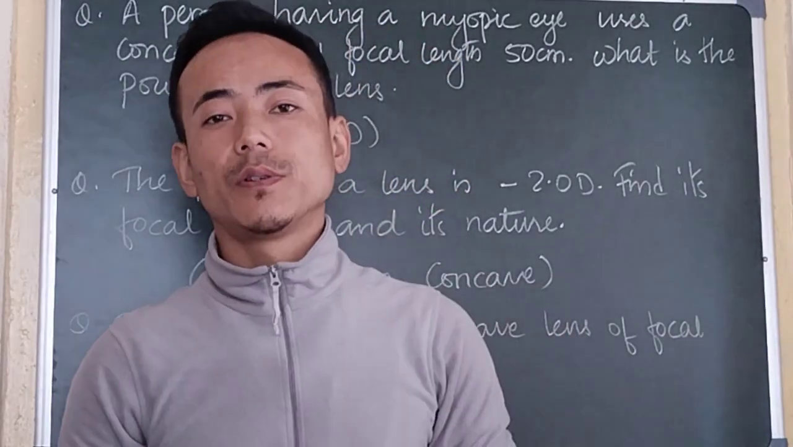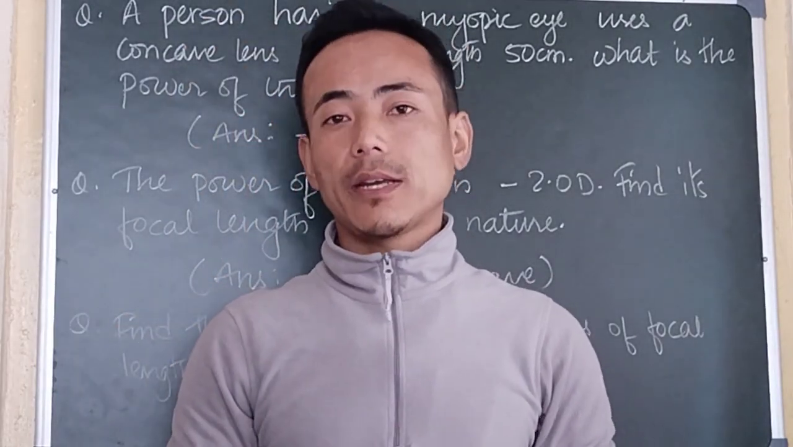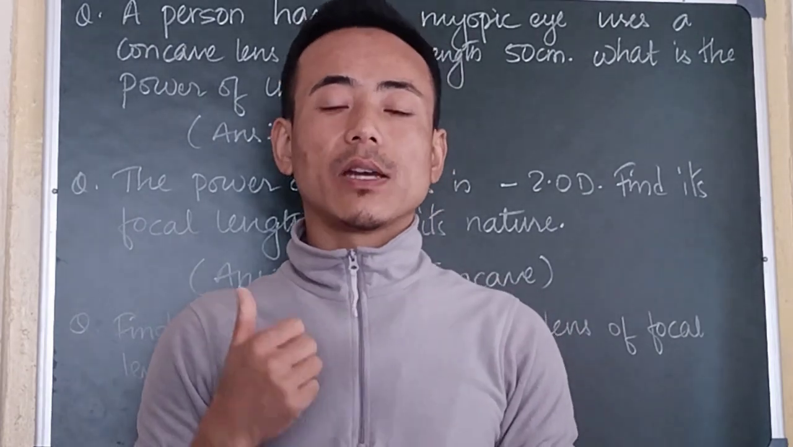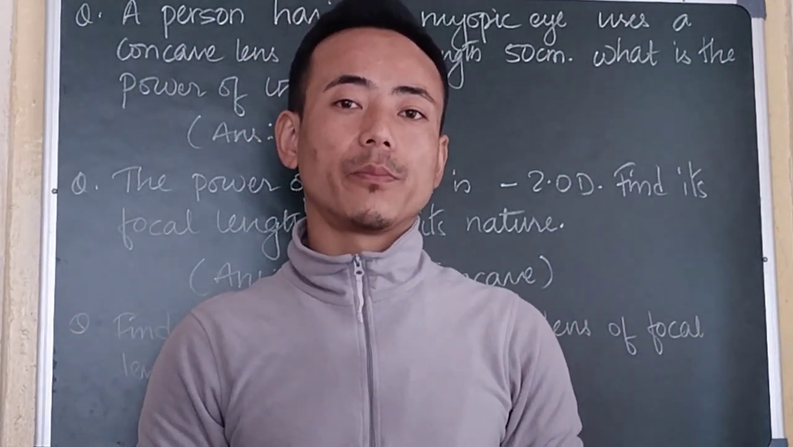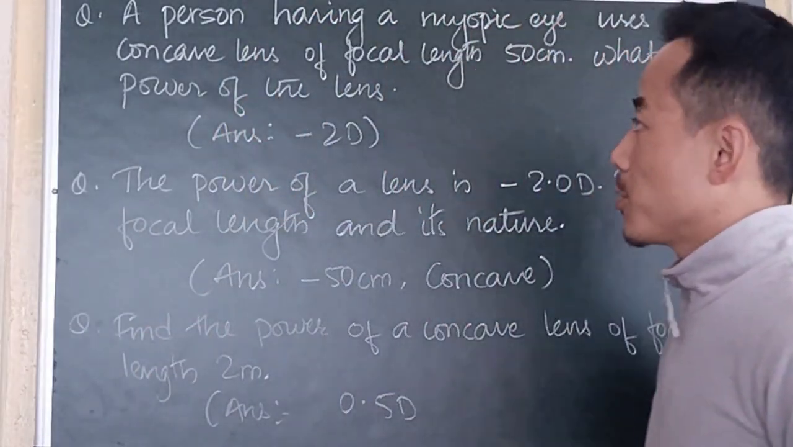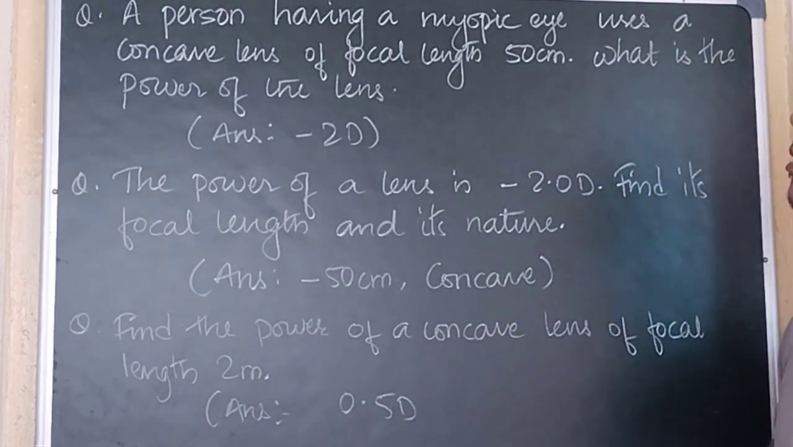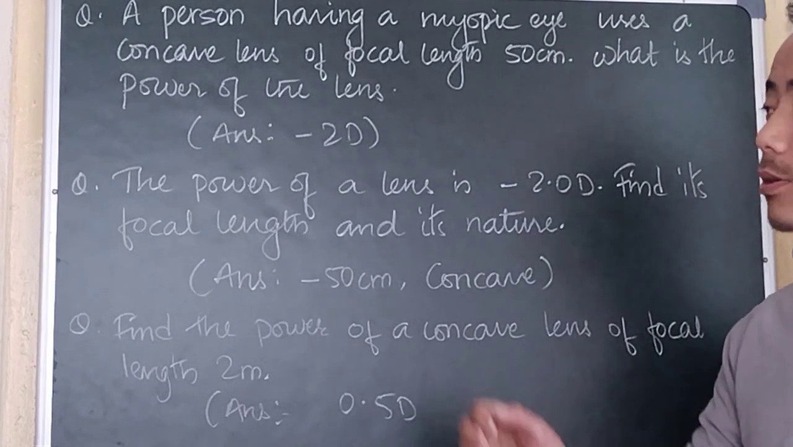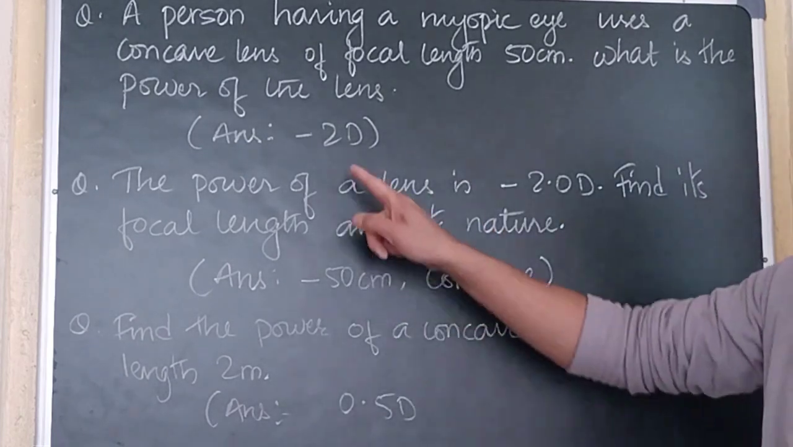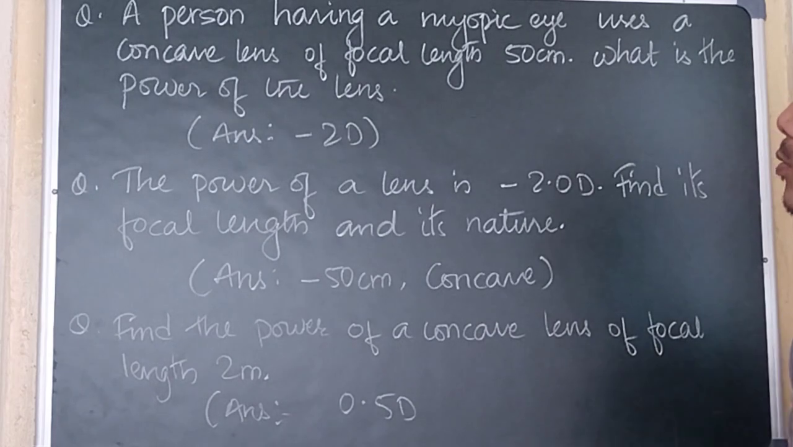If you are done with the first three questions, then I think you have an idea how to solve such questions. So I am leaving you with three more questions for practice. Here you can see the questions. The first question: a person having a myopic eye uses a concave lens of focal length 50 centimeter. What is the power of the lens? In the first question you just have to calculate the power. The answer I have given you here is minus 2 diopter.